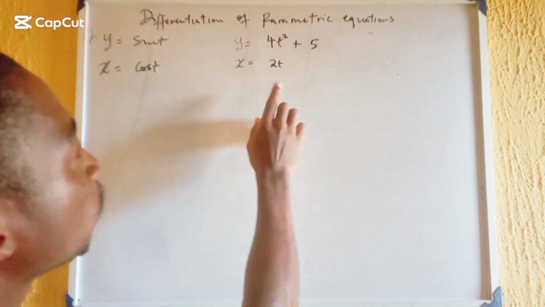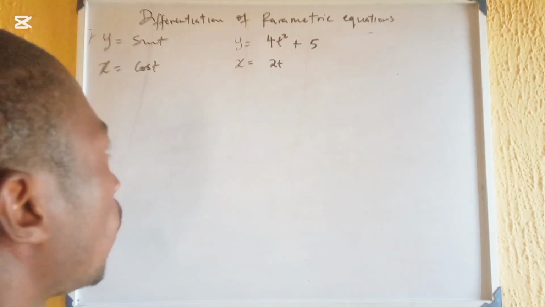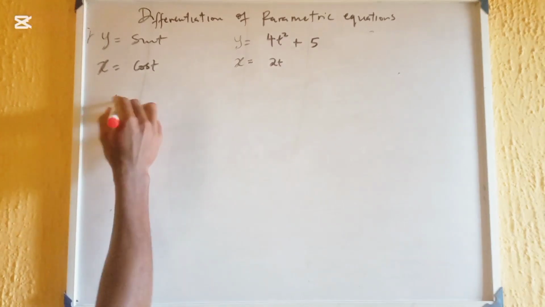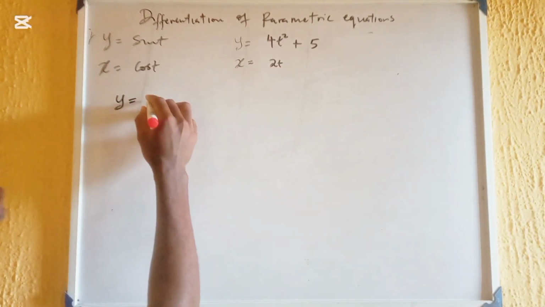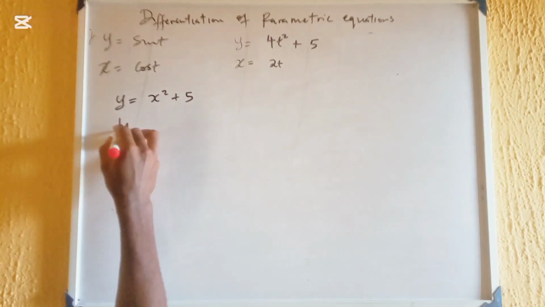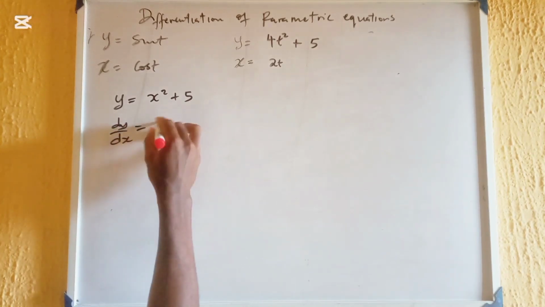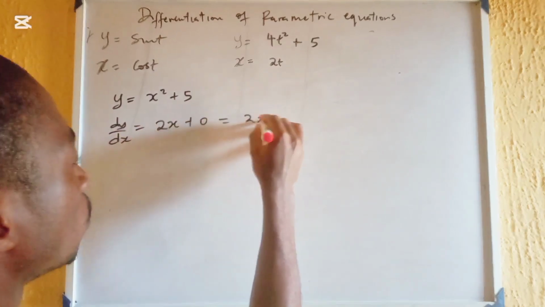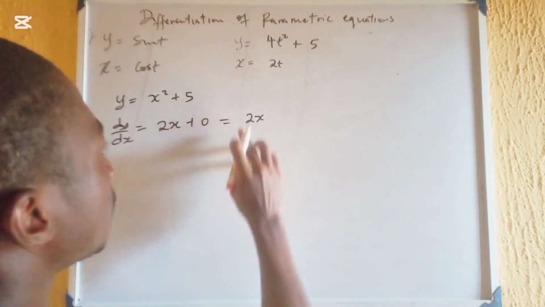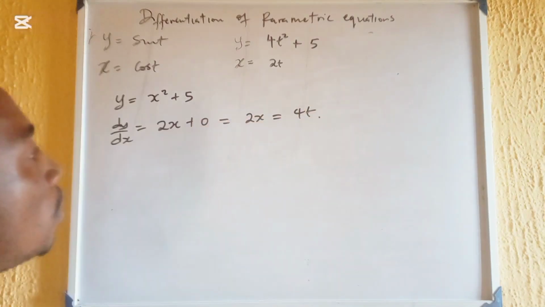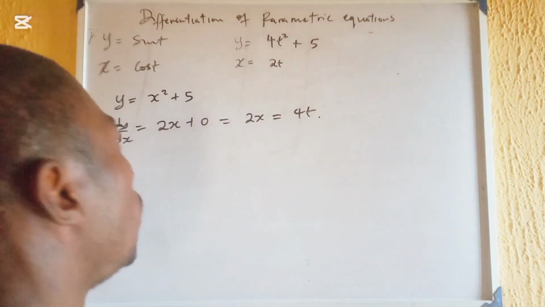Here we have y is equal to 4t squared plus 5 and x is equal to 2t. So which means that y is equal to x squared plus 5. Then dy/dx is equal to 2x plus 0, which is equal to 2x. But remember that x is equal to 2t, so we have what? 4t. Now let's see if we can get it using the other method.